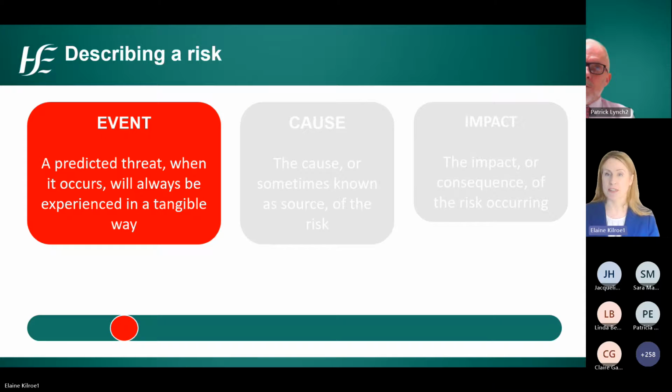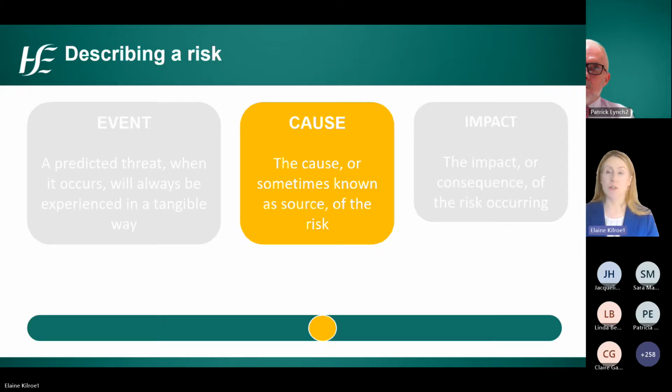We start with the predicted threat. That is a future threat to an objective we wish to achieve. This threat, that when it occurs, will always be experienced in a tangible way. That is an event. What this ensures is that the risk being described is not about an ongoing issue or challenge that is currently being managed. Instead, it is to emphasize that when we are talking about risk, we are talking about an uncertainty that may occur in the future.